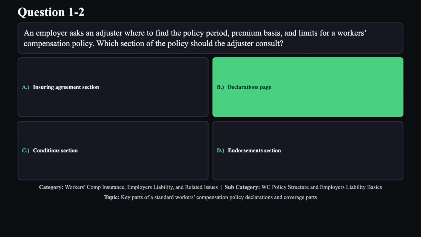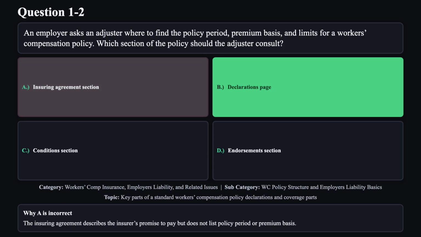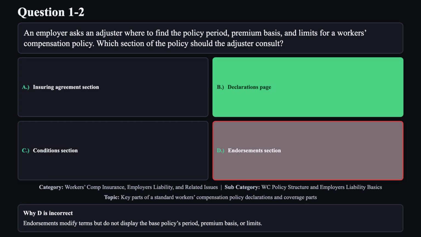The correct answer is B. The declarations page lists the policy period, premium basis, and coverage limits, making it the correct section to reference for that information. Reason A is not correct. The insuring agreement describes the insurer's promise to pay but does not list policy period or premium basis. Reason C is not correct. The conditions section outlines duties and obligations but does not show coverage limits or premium details. Reason D is not correct. Endorsements modify terms but do not display the base policy's period, premium basis, or limits.